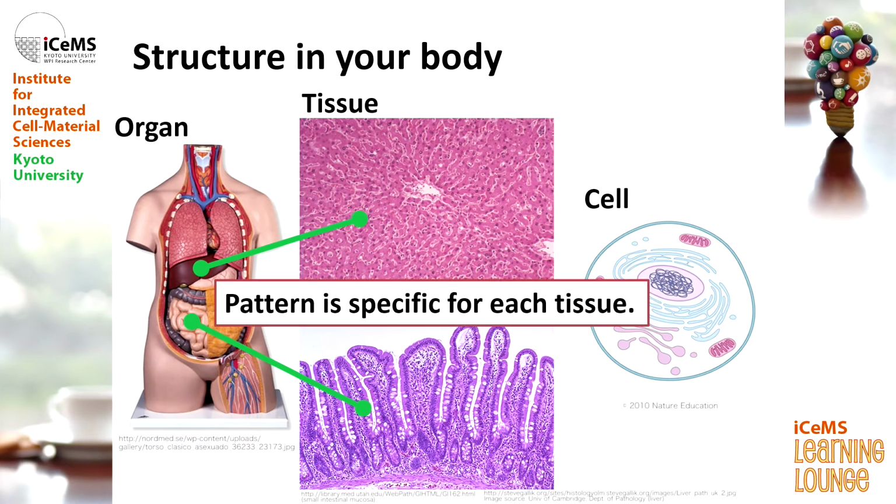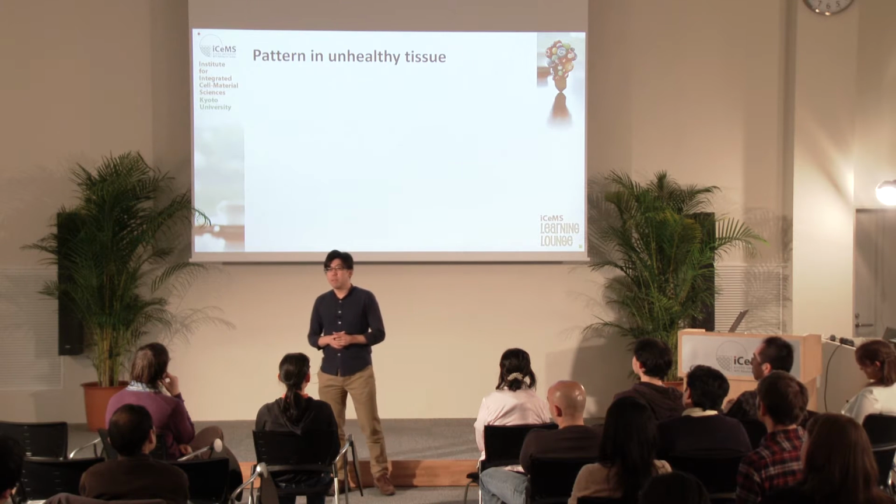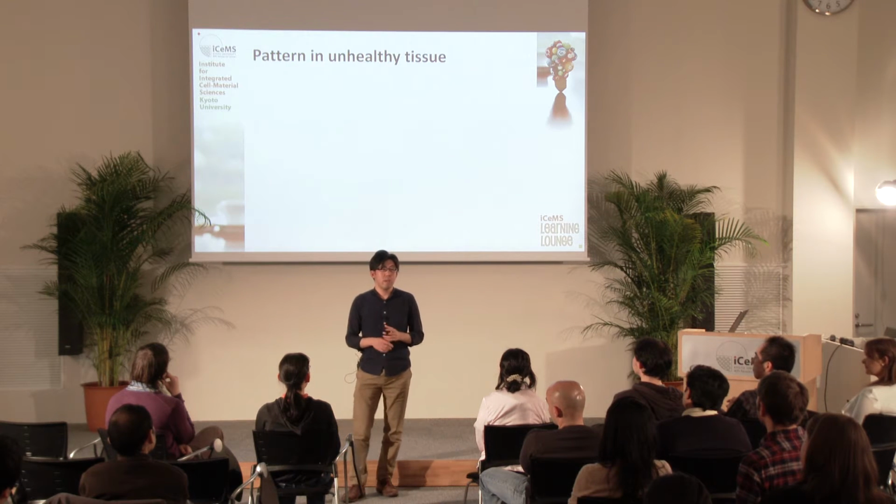Tissues function to express the organ functionalities. Each organ has a different function, and the pattern is specific and unique for each tissue. This is quite an important feature, and in this sense, a cell is kind of similar to Lego blocks. But sometimes, even in the same tissue, you may have different patterns. For instance, when you get ill.